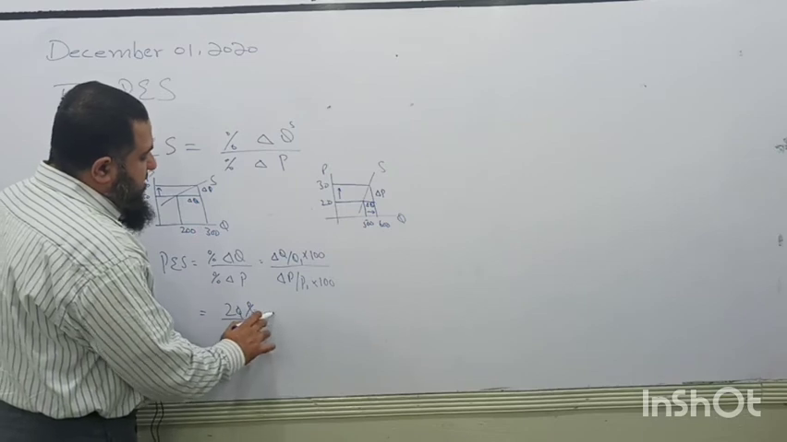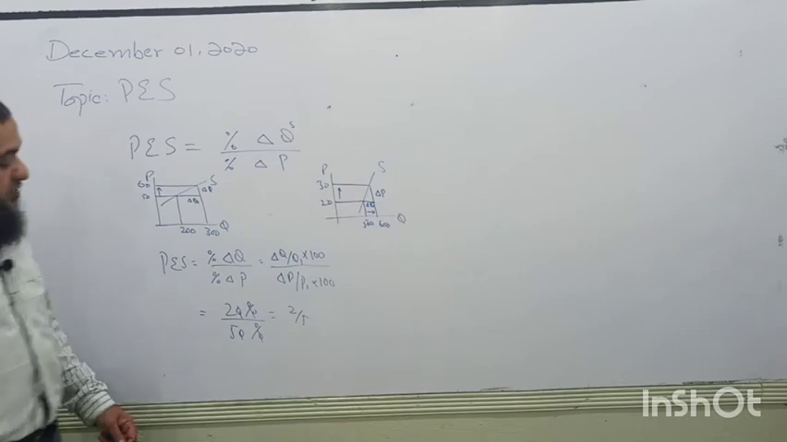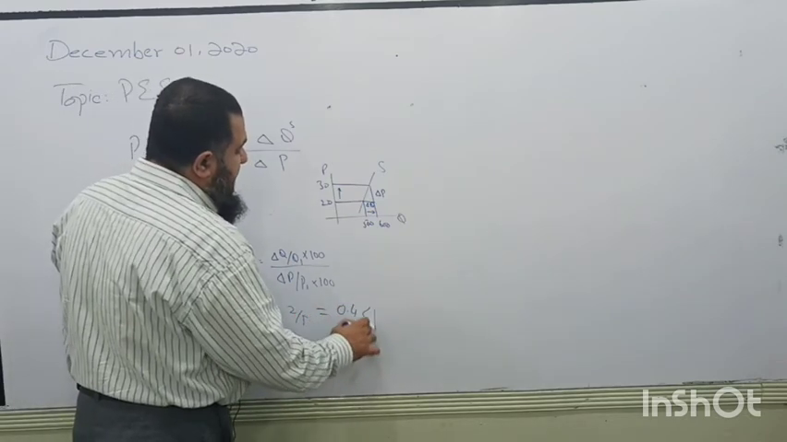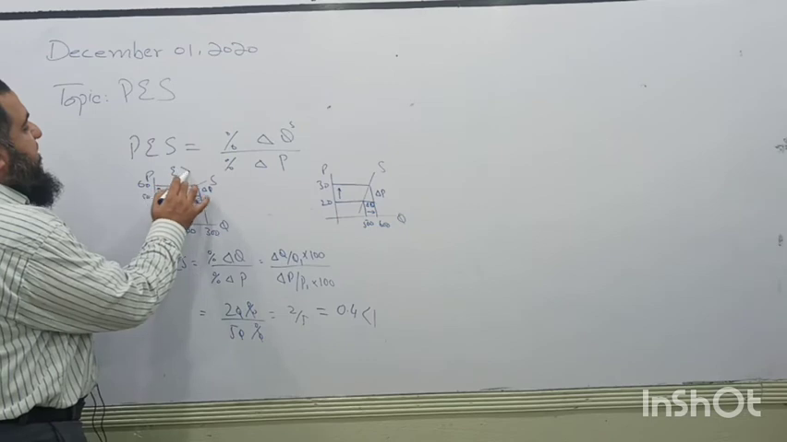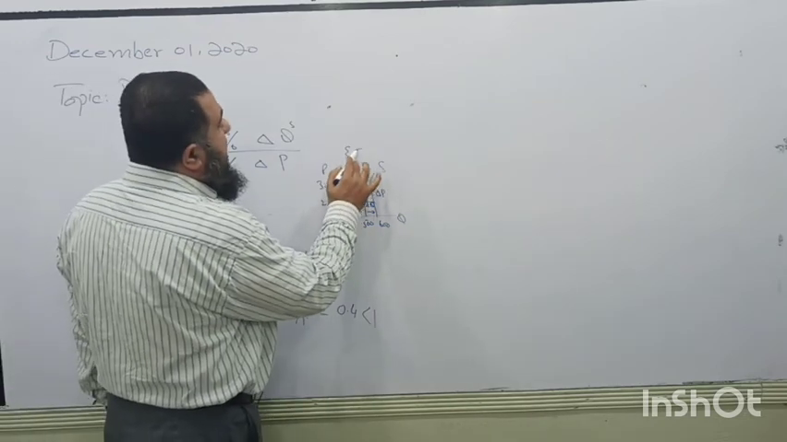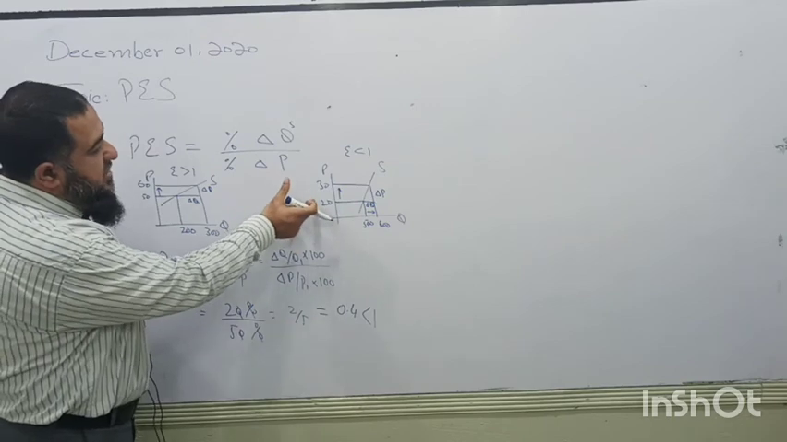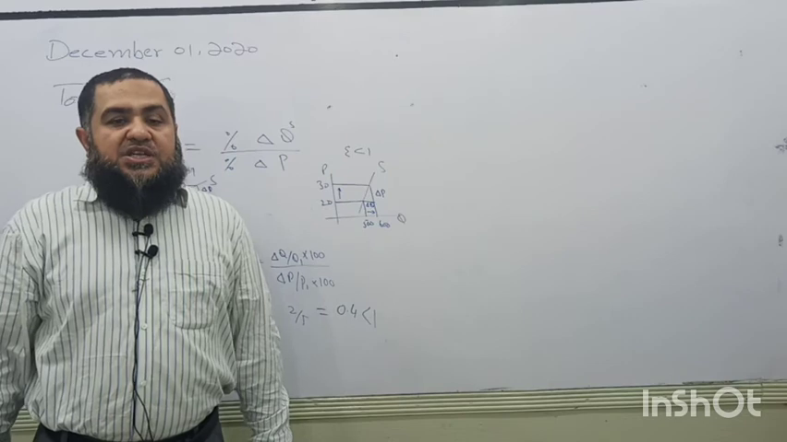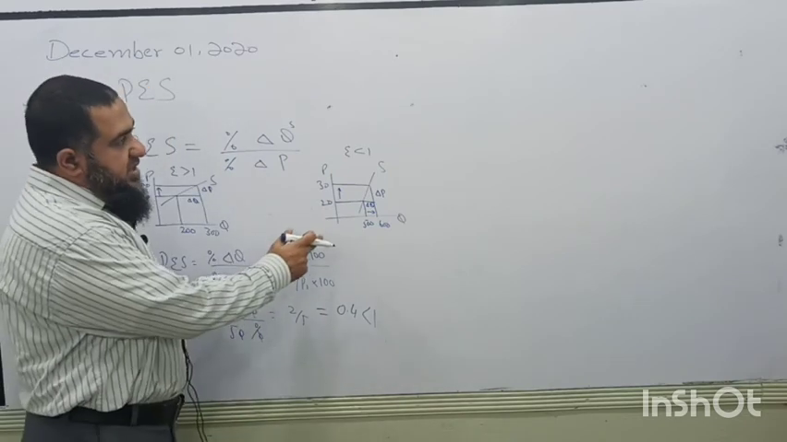So what will be the answer now? 2 by 5. So 2 by 5 means what? That is 0.4, which is less than 1. That means now the producers are responding less. This is an elastic supply and this is going to be an inelastic supply. Here the percentage change in price is more than the percentage change in the quantity supplied. Producers are responding less to the change in price. That's why we say it is inelastic supply.